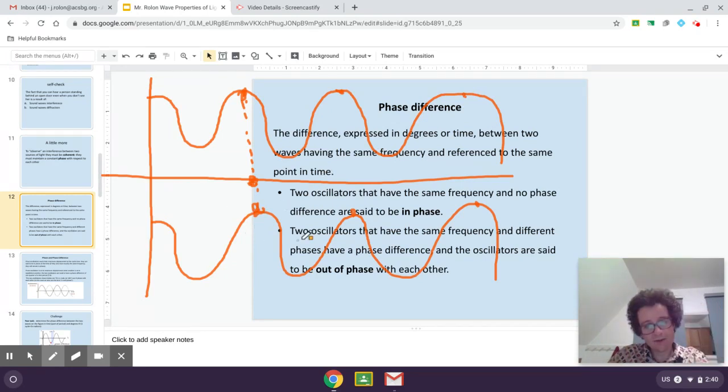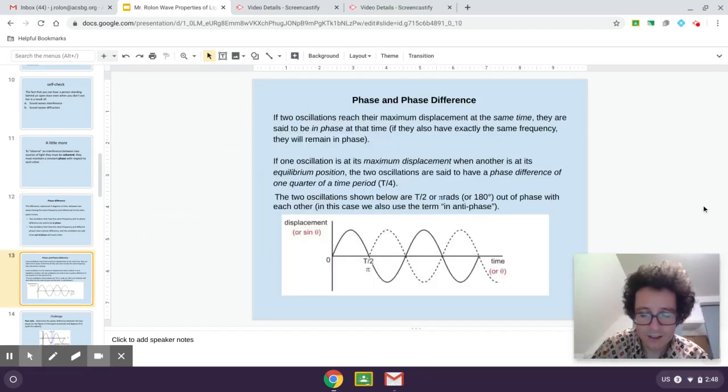And if there's a difference, imagine that this wave is a little more to the right, they're going to reach the maximum values at different times. So that's what is called the phase difference. For example, here we have two waves that have a phase difference because they are not reaching the maximum point at the same time. Actually, when one is reaching the maximum point, the other one is reaching the minimum point.